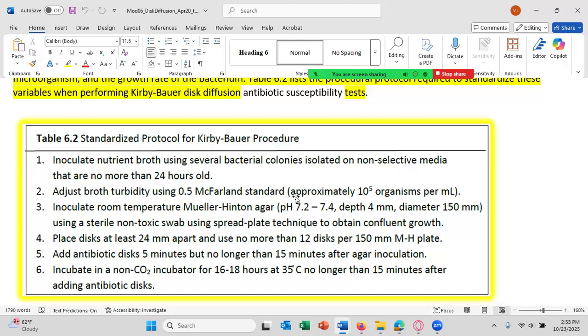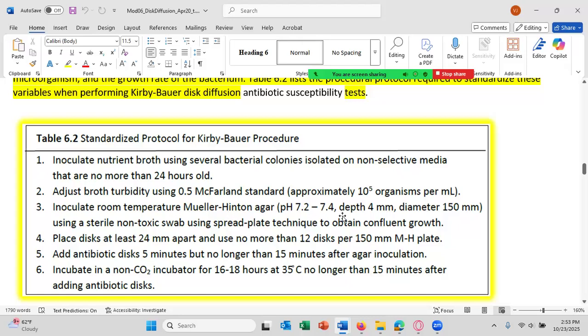cells per mL. You then inoculate a plate at room temperature, and the plate will have Mueller-Hinton media in the agar. And the pH of that Mueller-Hinton plate will be between pH 7.2 and 7.4. So that's to standardize the pH, standardize the media it's grown at, standardize the temperature that you're setting up the test at.